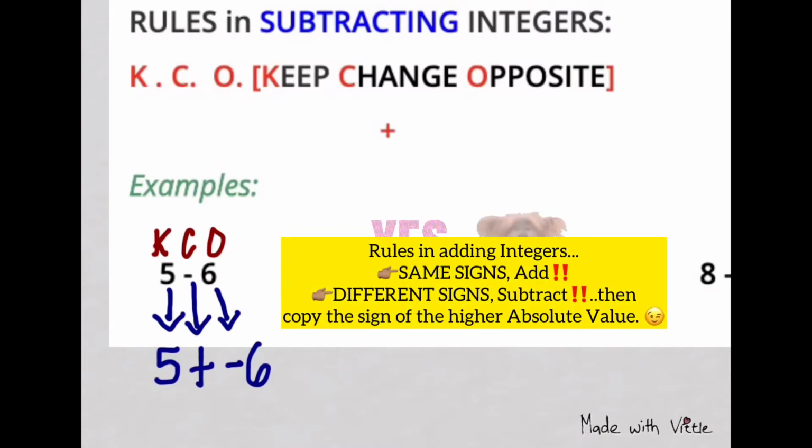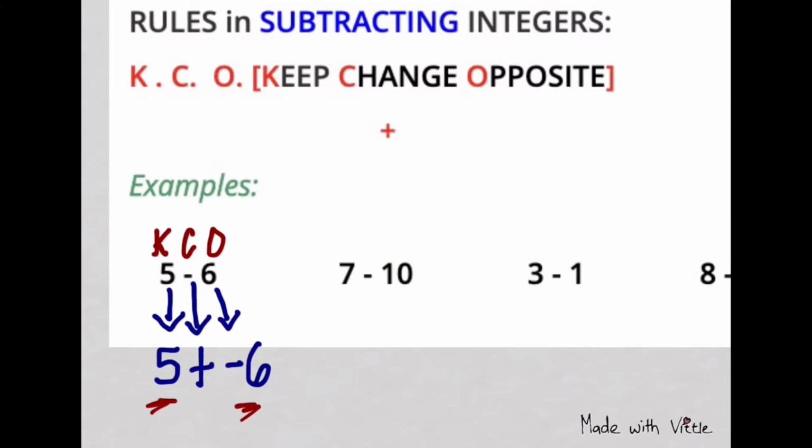Remember the rules in adding integers? Same signs you add. And if they're different signs, one is positive, one is negative, then you subtract them. Then you copy the sign of the one farther from 0, or higher absolute value. So in this case, since they're different signs, we have to subtract them.